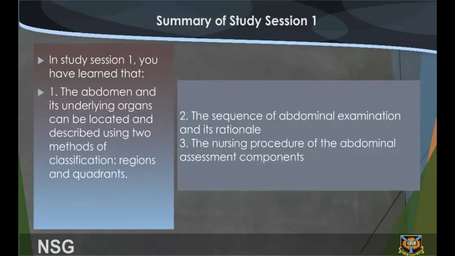Summary of Study Session 1. In Study Session 1, you have learned that: 1. The abdomen and its underlying organs can be located and described using two methods of classification, regions and quadrants. 2. The sequence of abdominal examination and its rationale. 3. The nursing procedure of the abdominal assessment components.